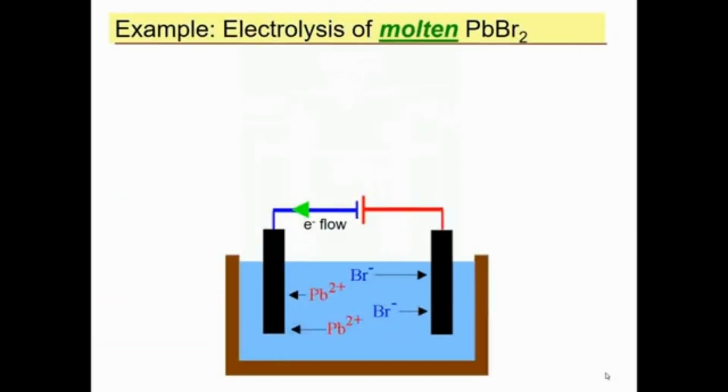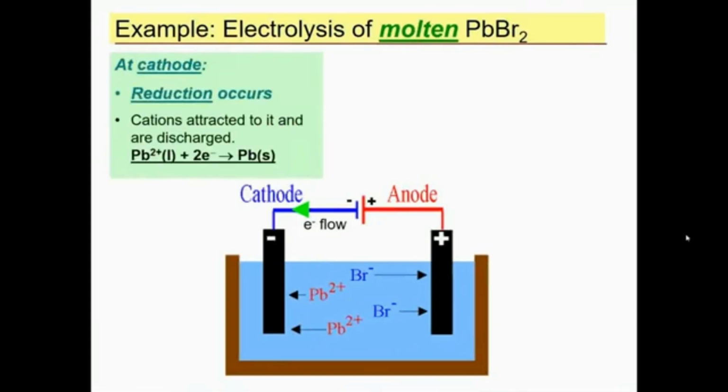Let's look at an example, the electrolysis of molten lead(II) bromide. In the electrolyte, there's only the Pb2+ ion and the Br- ion. The positive terminal of the battery is connected to the anode. The negative terminal of the battery is connected to the cathode.